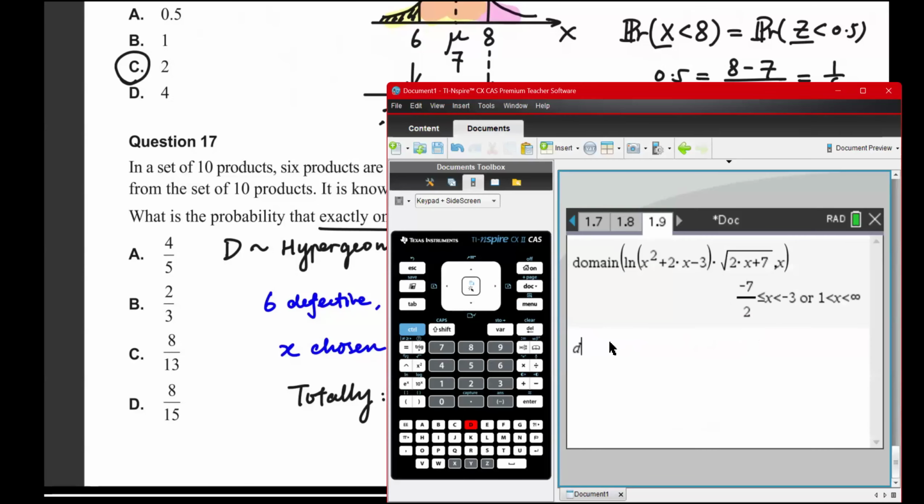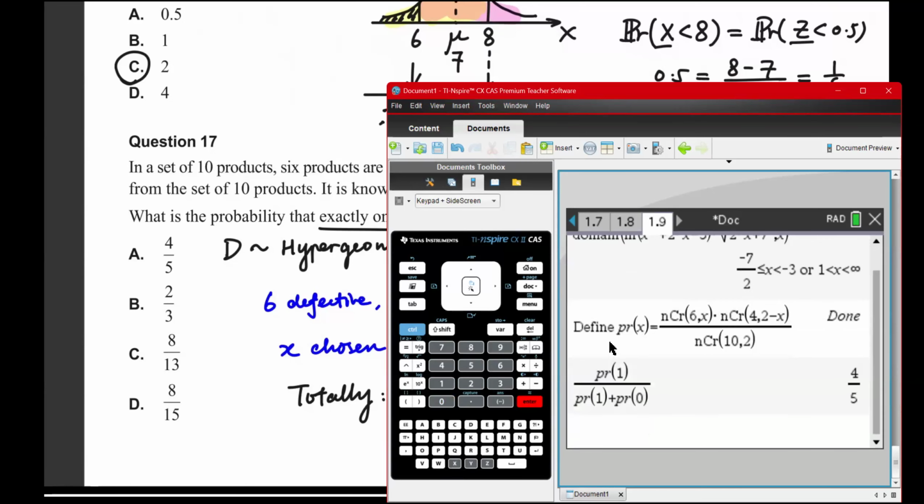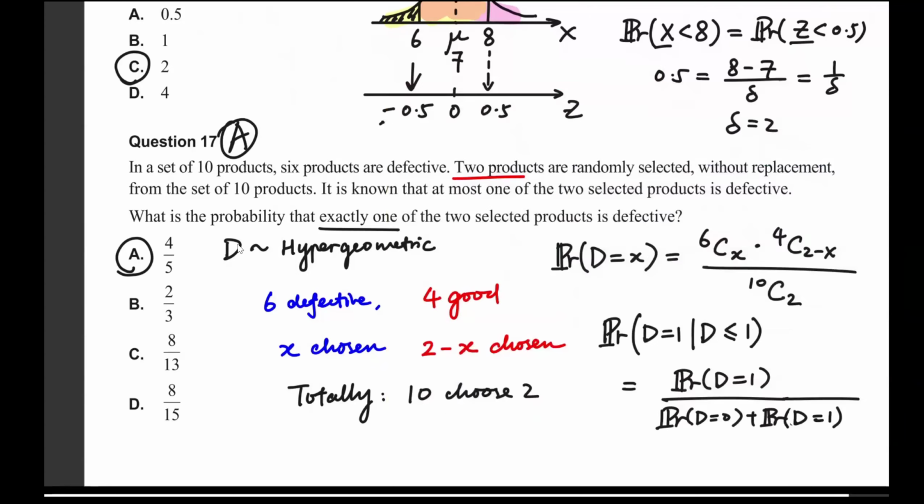For example, define PR of X as NCR 6 choose X times NCR 4 choose 2 minus X, over NCR 10 choose 2. Then I just need to find the probability of 1 divided by probability of 0 plus probability of 1. So the answer is 4 over 5. Question 17, done.